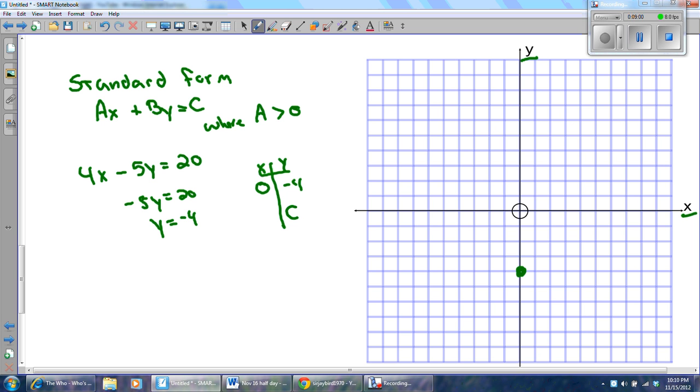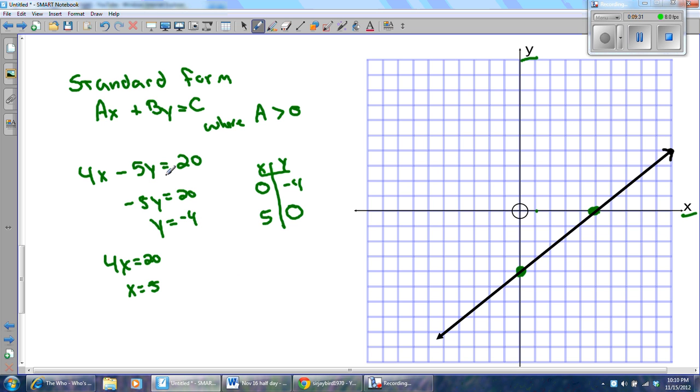Okay, and then I plug 0 in for y. When I plug 0 for y, I get 4x equals 20. And so therefore x equals 5. And I'll put a 5 there, and I'll go 1, 2, 3, 4, 5. And so my line goes through those 2 points. There are my intercepts. And the line will look like that. Okay, that's graphing from standard form.